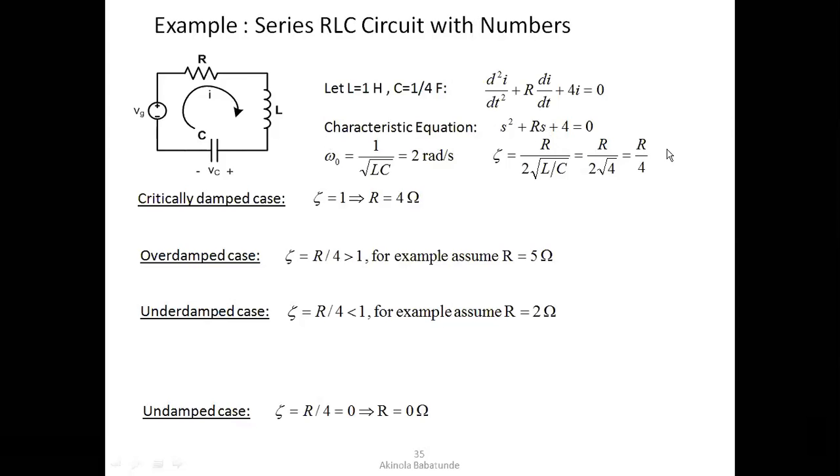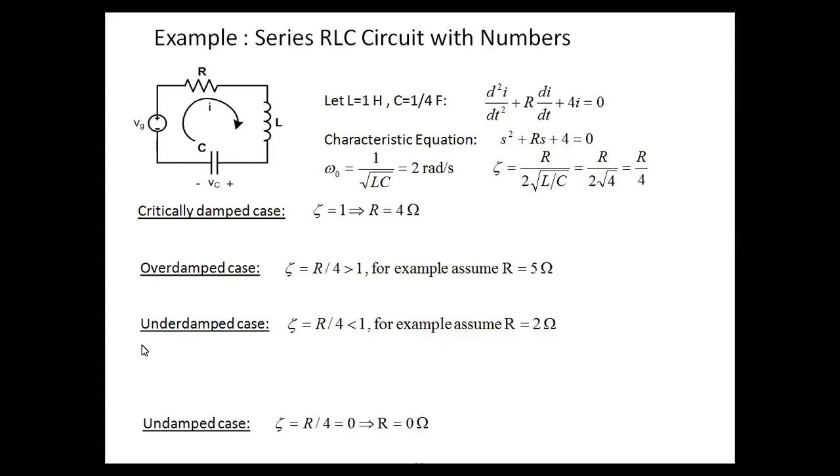Using this particular analysis that we've been talking about, W naught, which is the natural response frequency, will be equal to 1 over the square root of LC, where LC is 1 over 4. So 1 over the square root of 1 over 4 will give us 1 over 1/2, so that gives us 2. So the frequency will be equal to 2 radians per second here. And then again you will find that zeta will be equal to R over 4.